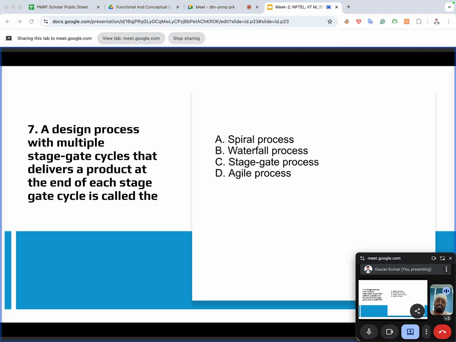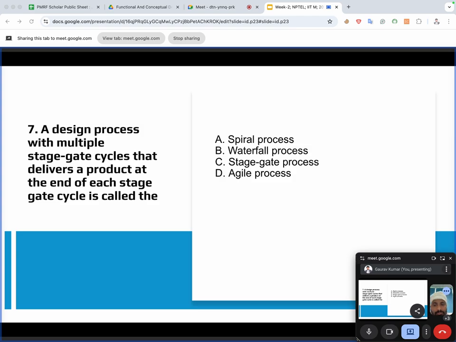Now the right answer is spiral process. The spiral model revisits the phases repeatedly, refining the product in cycles, which is ideal for evolving products and uncertain requirements. So the right answer is option A, spiral process.